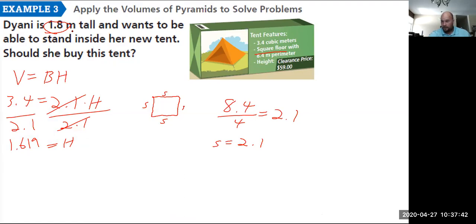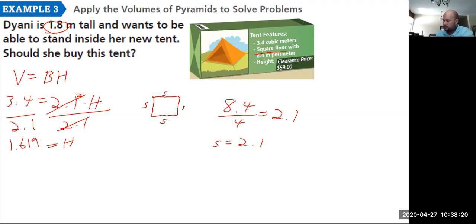Oh, I know what it is. 2.1, sorry. On this one, I forgot to square this. This is the length of one side. I needed to square it. That's why it came out a little short. Because that's the length and the width of the base, so it's a square. It's this times itself. So 2.1 squared. Let's make a quick adjustment there. If I divide this by 2.1 again, I should have the actual correct answer.